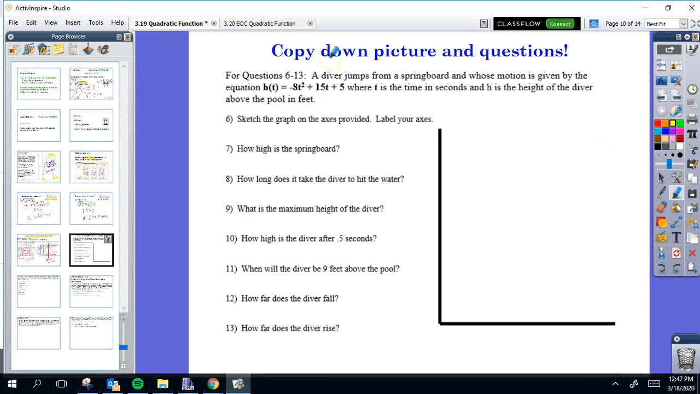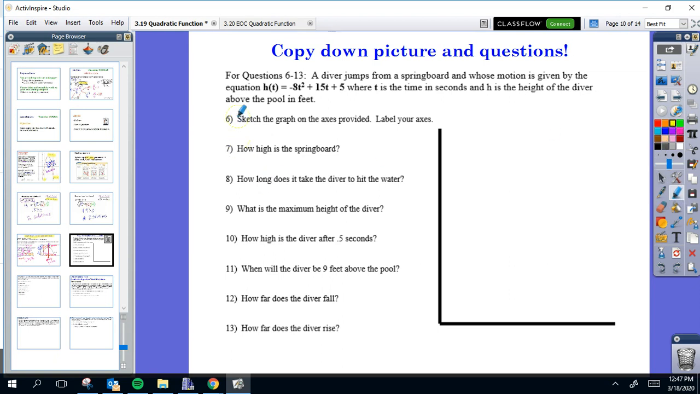All right, so go ahead and copy down this picture and this question for the second example. A diver jumps from a springboard, and the motion is given by this equation where t is time and h is height. So go ahead and pause and then copy down this graph and these sets of questions.